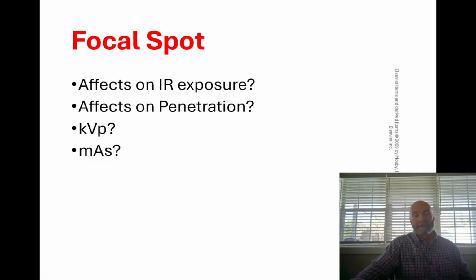That does come with one sort of caveat, and that is that if you try to make too high of an exposure on a small focal spot, you're going to get a tube overload light, and it's not going to let you make that exposure. But that's not what this is asking. The effects on actual image receptor exposure, as long as your machine will allow the exposure, then focal spot's not going to have any impact on your exposure. It's not going to have any impact on penetration, that is your kVp. And aside from the things that I talked about before, it's not going to have any impact on mAs, and mAs is not going to have any impact on it.